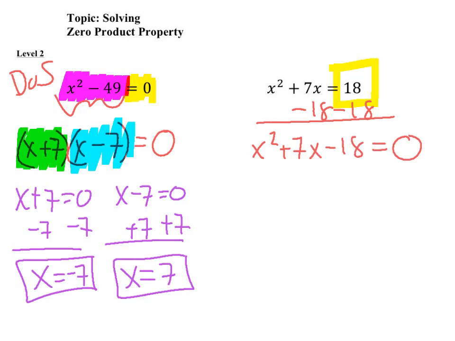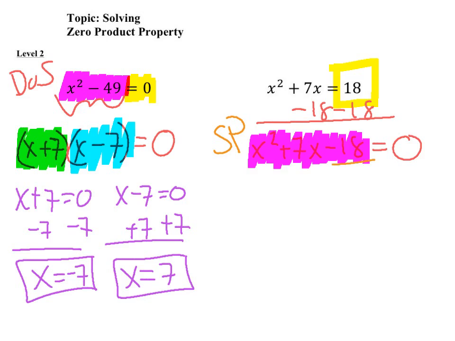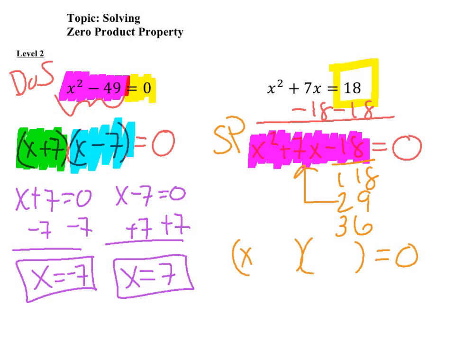Now, I actually need to factor this. I need to factor the x squared plus 7x minus 18. Well, I recognize that I can factor this using sum and product. So I'm going to find the factors of 18, which are 1 and 18, 2 and 9, 3 and 6. Well, 2 and 9 combine to get 7. So my factors are going to be x and 2, x and 9. To get a positive 7, I have 9 minus 2.